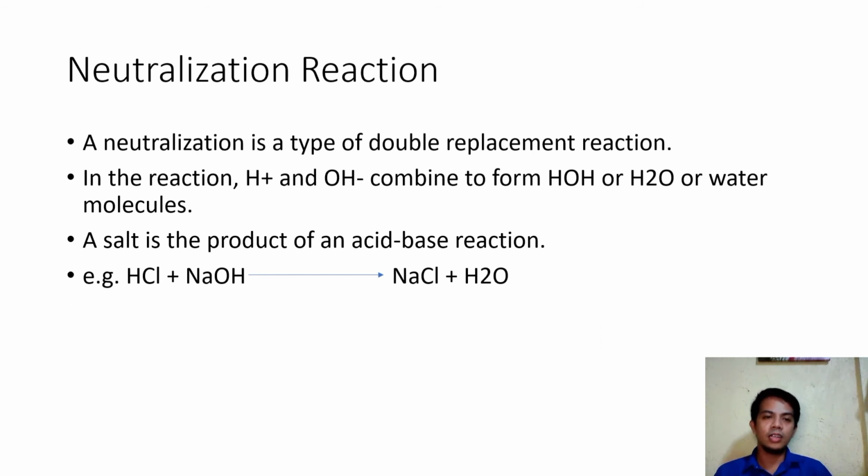Next is the neutralization reaction. Neutralization reaction is a type of double replacement reaction. In this reaction, hydrogen and hydroxide combine to form hydrogen hydroxide or water. A salt is a product of an acid-base reaction. So in this reaction, hydrochloric acid or HCl is the acid and sodium hydroxide or NaOH is the base. When these two combine or undergo neutralization reaction, it will produce NaCl and water.